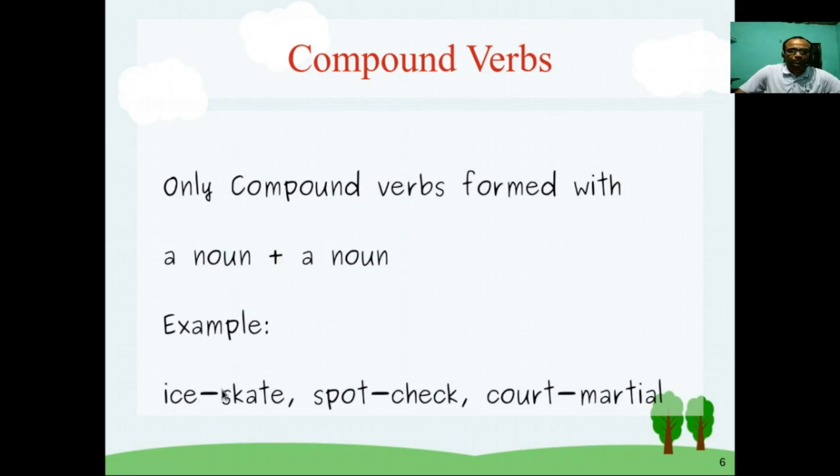So we need to hyphenate this kind of compound verbs if they are formed with a noun and a noun. See, ice is a noun, skate is a noun. So when we say I ice-skate, we need to hyphenate them. Spot is a noun, check is also a noun, so we need to hyphenate them. Court, noun, martial, noun, we need to hyphenate them when we use this word as a verb.